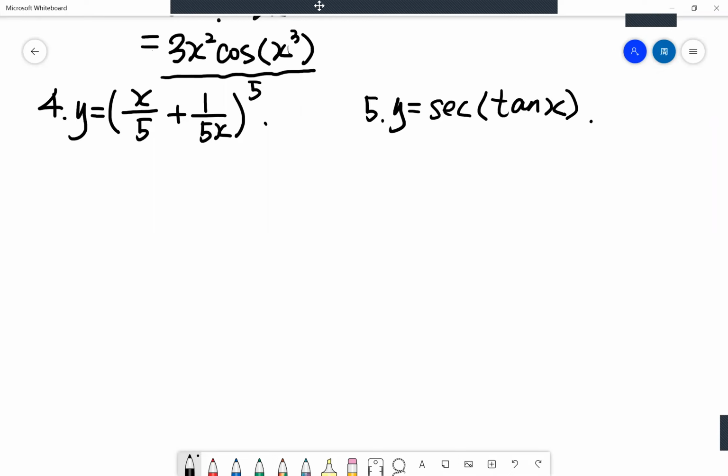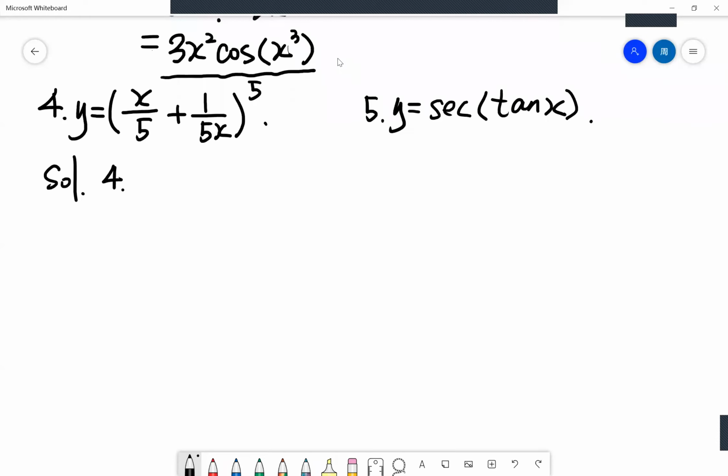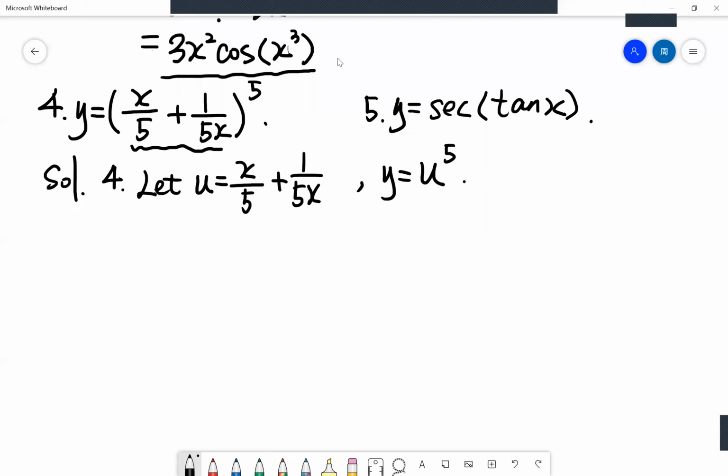Okay, let's solve number 4 together. First, we let the inside be u. So let u equal x/5 + 1/(5x), and here y equals u to the power 5, right? So we know dy/dx equals dy/du times du/dx.